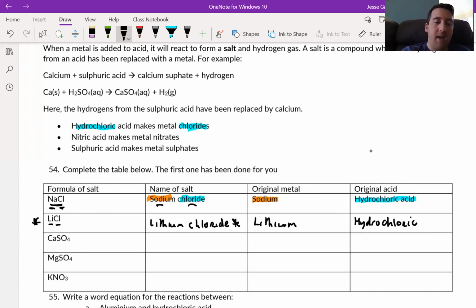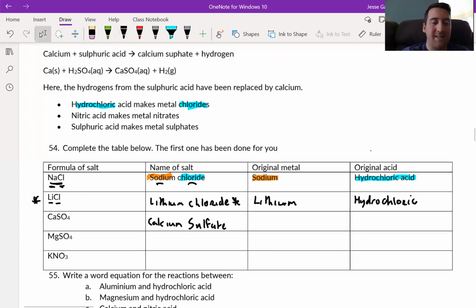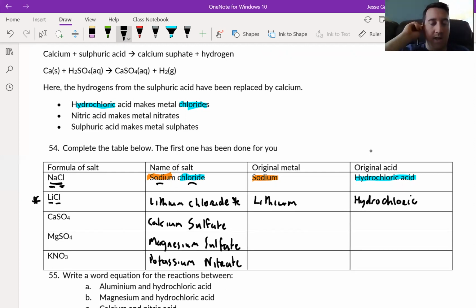Okay, so naming the salts. This one would have been calcium, because that's the name of the metal, and it's calcium sulfate. Okay, well done. I'm going to do the rest of these down to the bottom, before we do the original metal and the original acid. This one should have been magnesium sulfate. The name of the last salt would have been potassium nitrate. If you got them all right, then well done. I think you would have got all the rest of it right too. If not, I want you to fix these now and then finish this, and this.